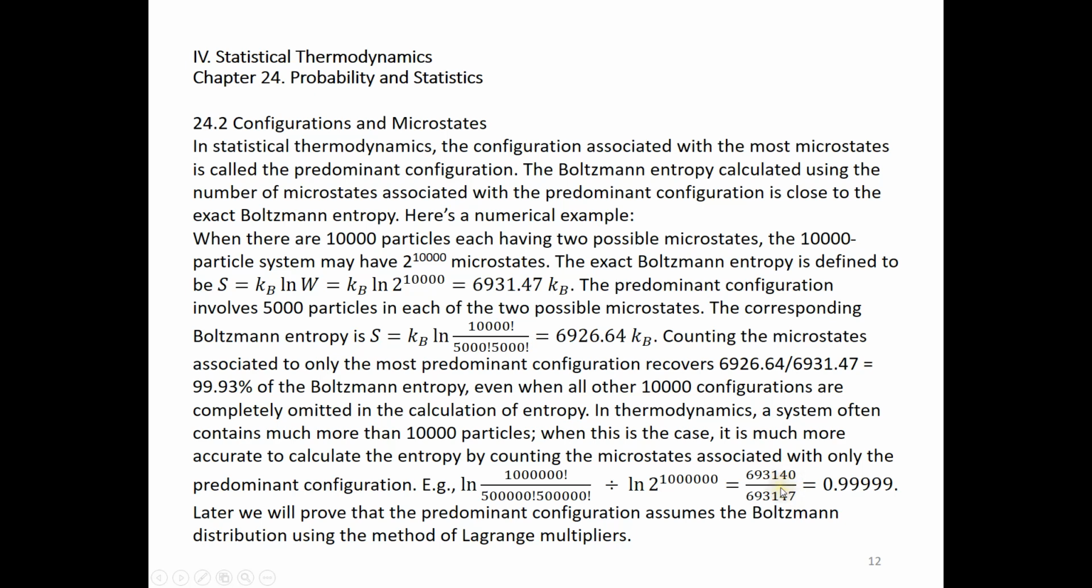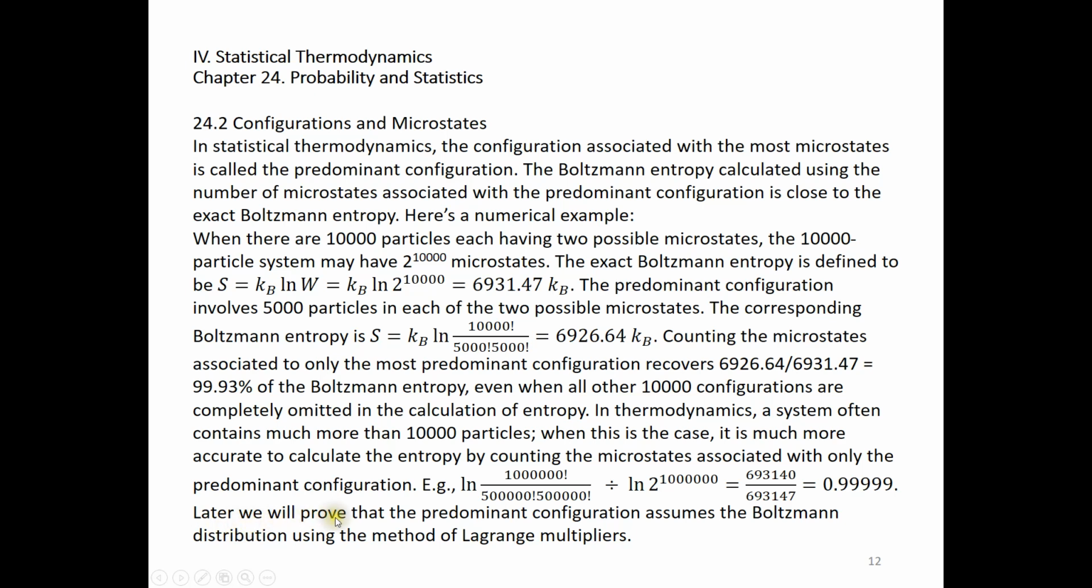If you just use the number of microstates associated with the single predominant configuration and ignore all other configurations, you're fine. You'll get 99.999% of the exact entropy. Very, very small error over there.